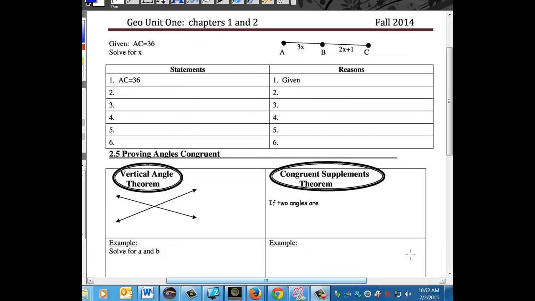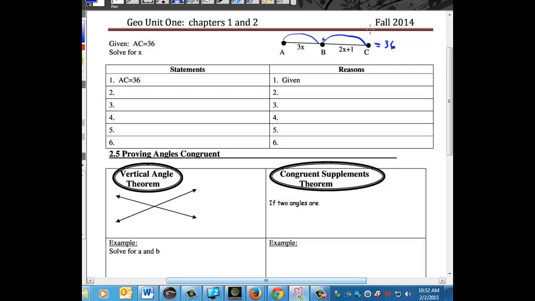We have now made our way to our first geometry proof. So here we have a segment AB, which is 3x, and segment BC, and we are given that segment AC is going to be equal to 36. So it's always smart to think of a plan that we can use to solve what we're being asked to solve. Now we're asked to solve for x. So in a sense, we know that this segment plus this segment is going to equal 36.